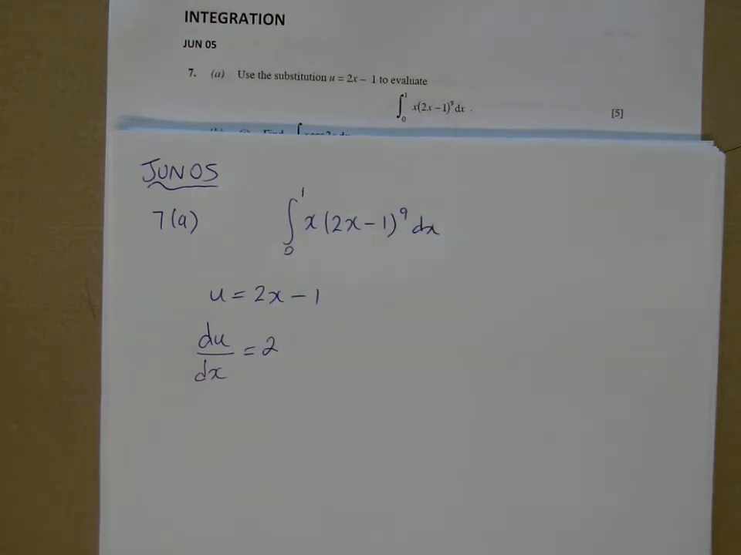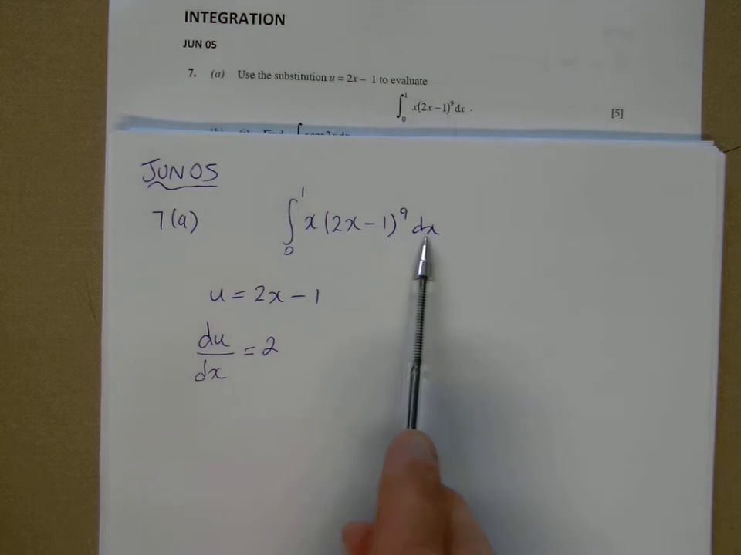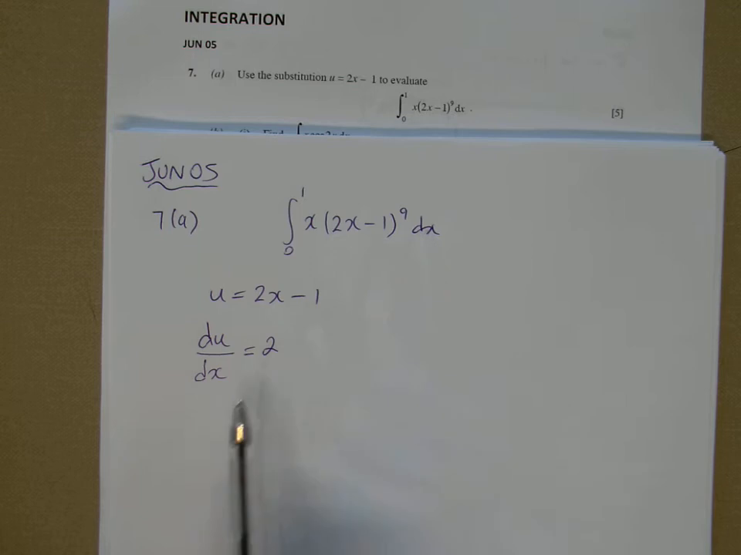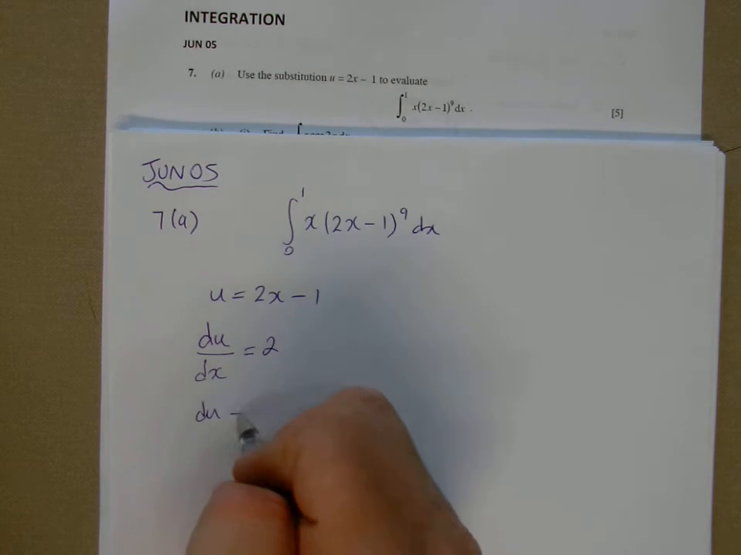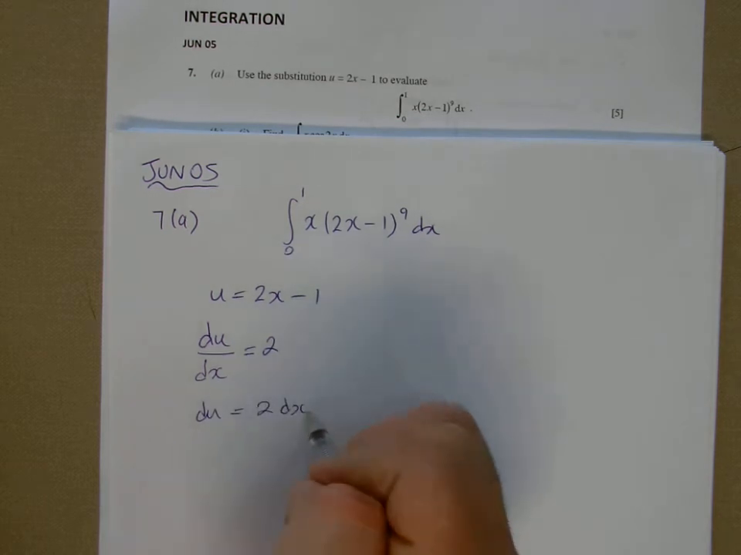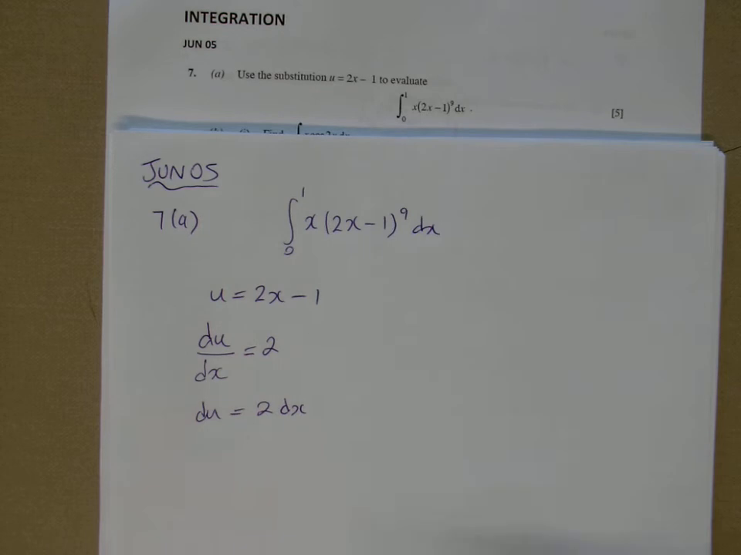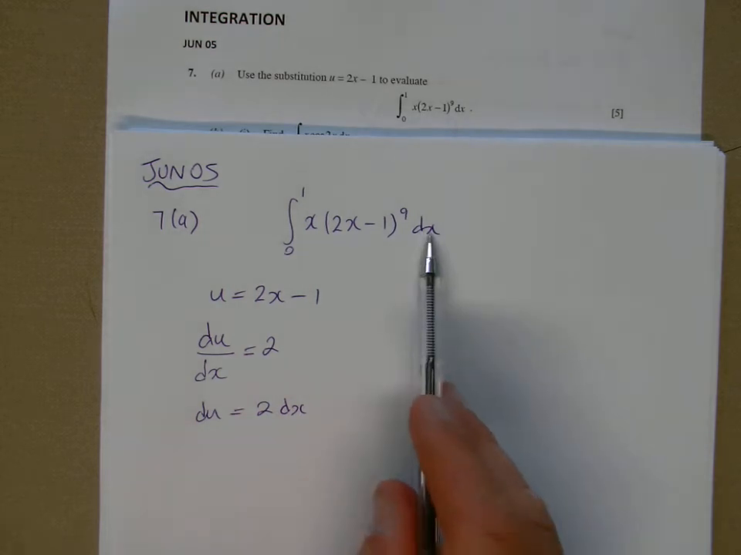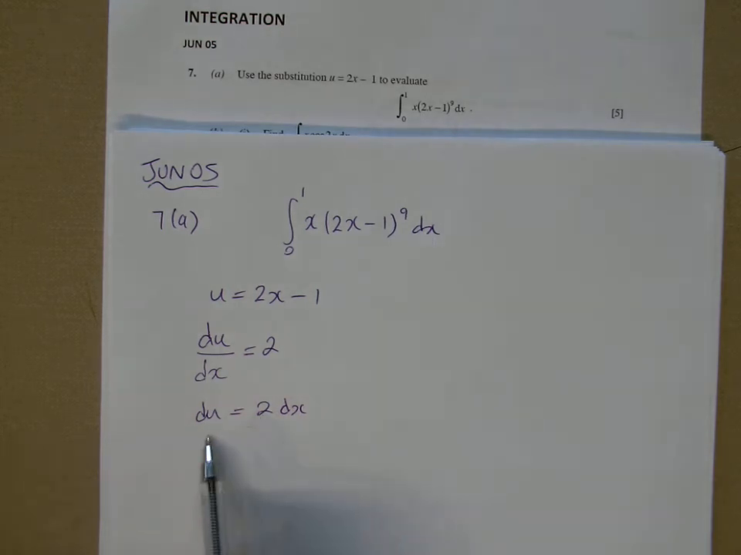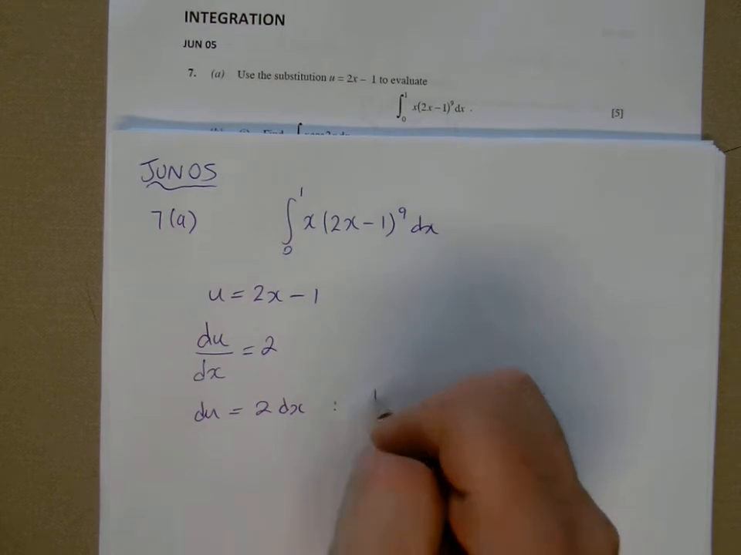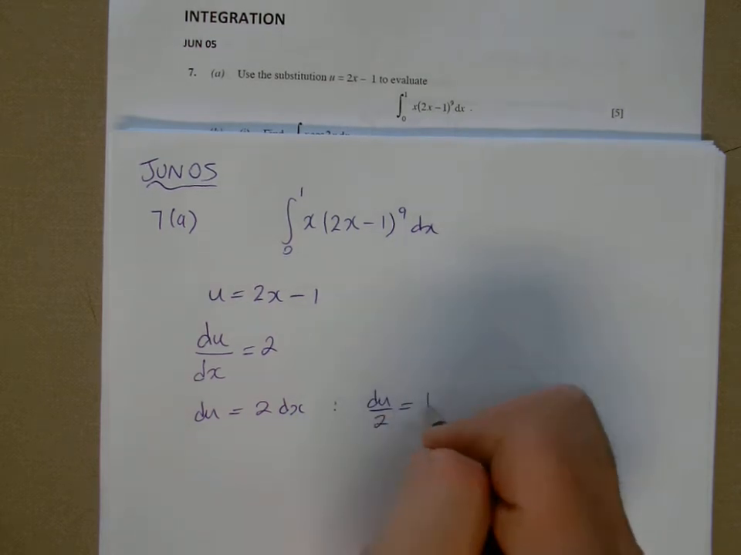And then you need to think about up here. Remember now, I want to substitute that dx, I want to replace dx. So I need to see what dx is equal to. What you do with this is you take that dx up here, because you're dividing by dx, you end up timesing by dx. So you get du is equal to 2dx. And of course, to get dx equals, I just need to take that 2 down and divide. So du by 2 is equal to dx.